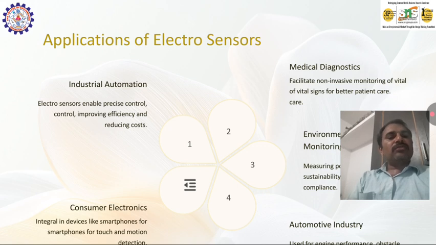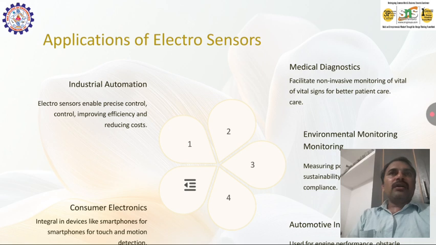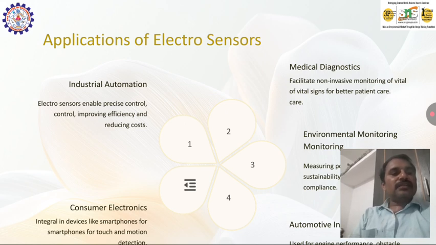Another one is automotive sensors. Just think about our two-wheeler vehicles and the side stand. It works with electrical sensor concepts. If you do not remove the side stand, the vehicle will not start.